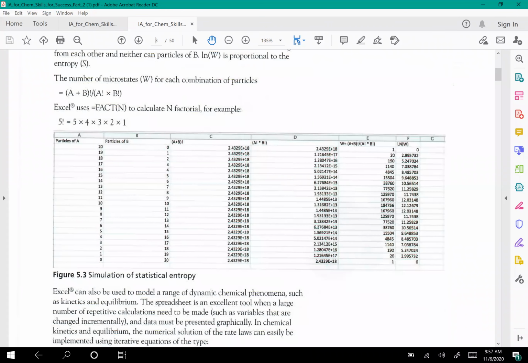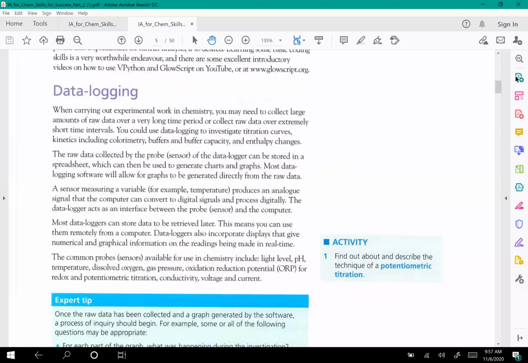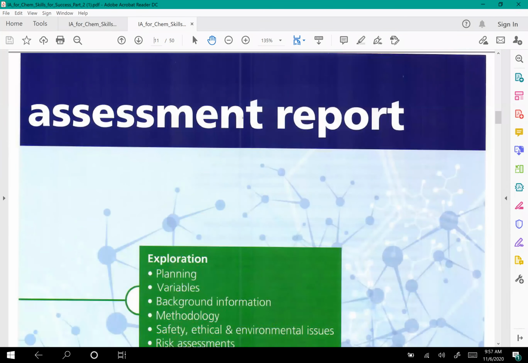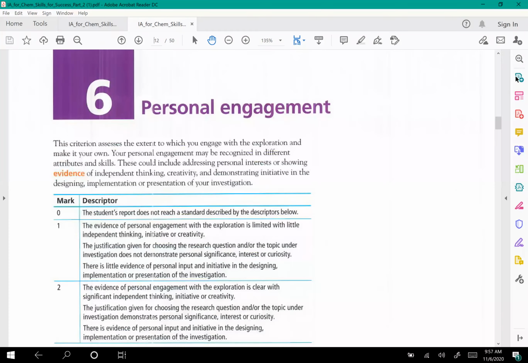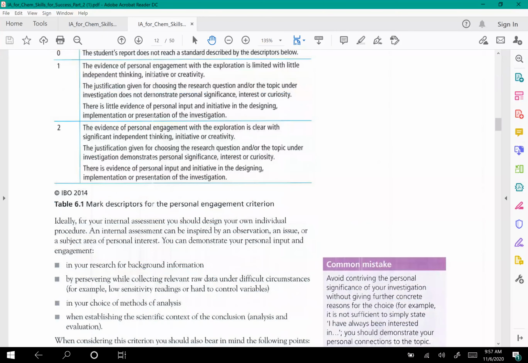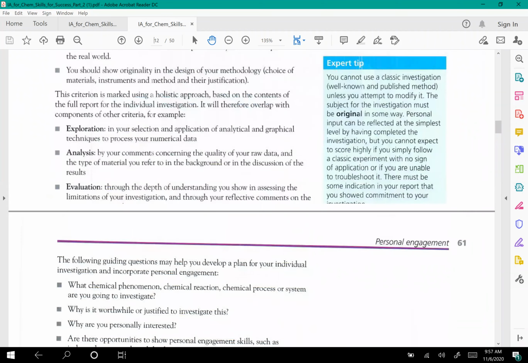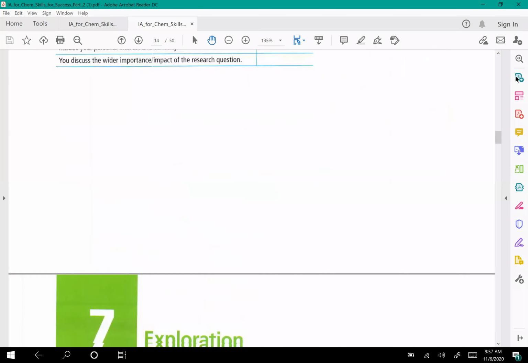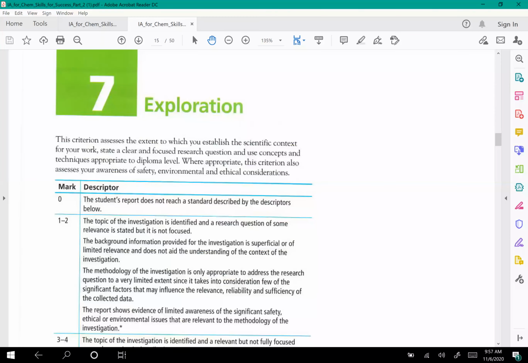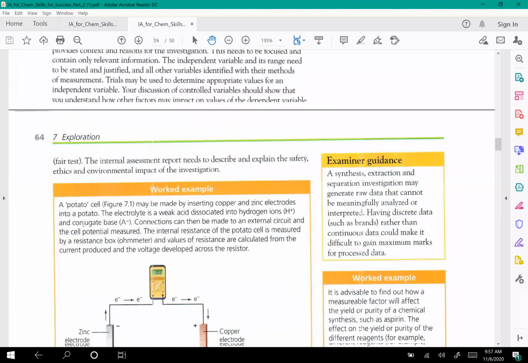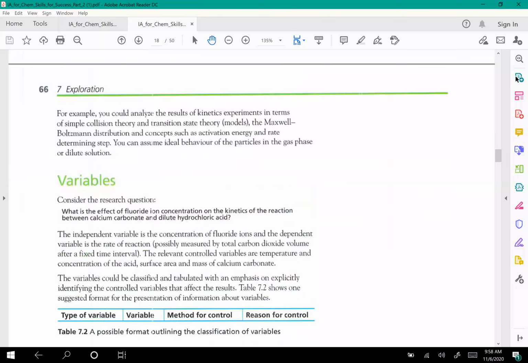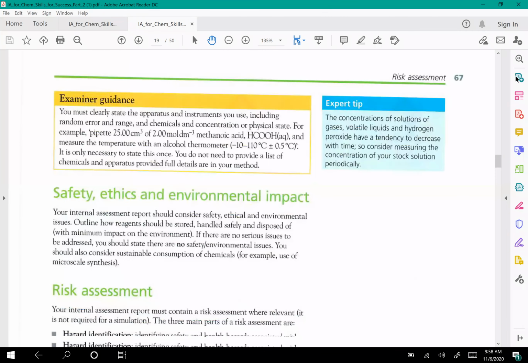So we need to skip all of these things that we don't need to know about. It's junk for us right now. Here we go. Personal engagement. It's going to tell you what you're looking for on personal engagement in just a couple of pages here. And then you're going to get to the exploration, and it'll tell you a little bit about what's expected. So it's not a ton of reading, but it'll give you an idea of what is expected.